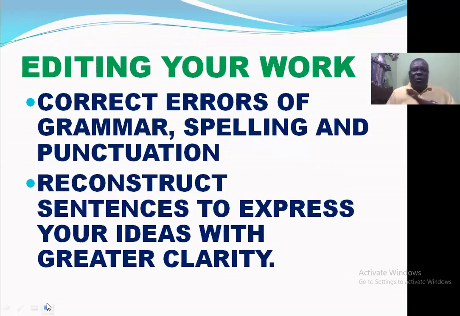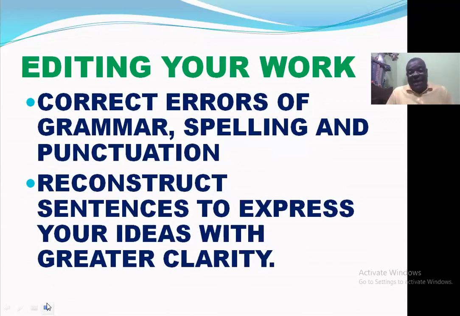Sometimes you have to also tamper with the plot structure. Sometimes you readjust the conflict. Sometimes you also look at the characters and you do some readjustment. It's not just about the grammar, but also about the thematic preoccupation. You get also some gray areas you have to fine tune. You look at aspects of your setting and find out whether all the facts add up and see where you have to clarify certain things, where you have to fine tune certain things. And of course, the beauty and the splendor of your story will come out after the editing work. So it is a very interesting process.